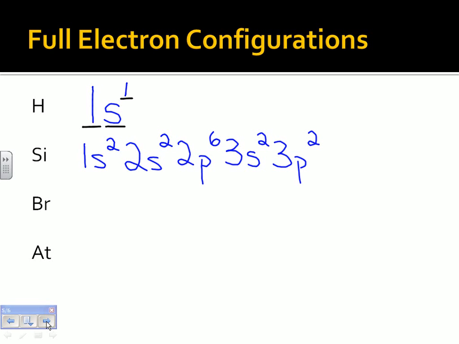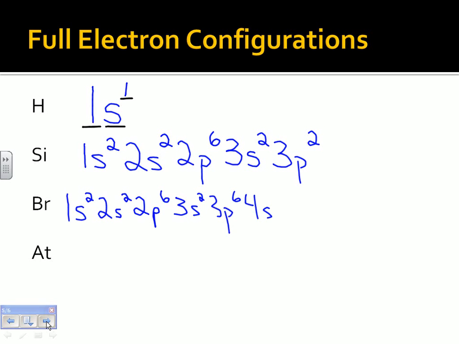Bromine. Let's try bromine. We'd start with hydrogen, 1s, hydrogen, helium, that's 2. Second row, S block, lithium, beryllium, that's 2. Second row P block, boron, carbon, nitrogen, oxygen, fluorine, and neon, that's 6. Third row S block, sodium and magnesium. Third row P block, aluminum, silicon, phosphorus, sulfur, chlorine, and argon, that's 6.